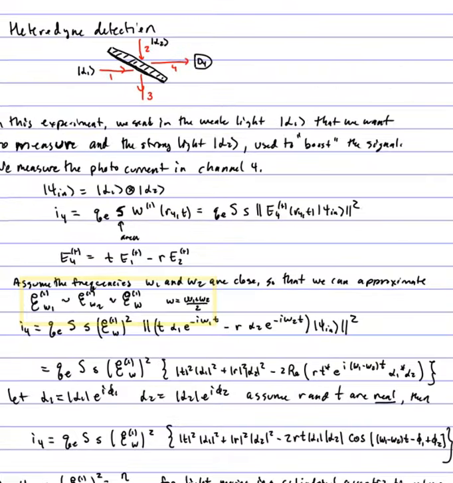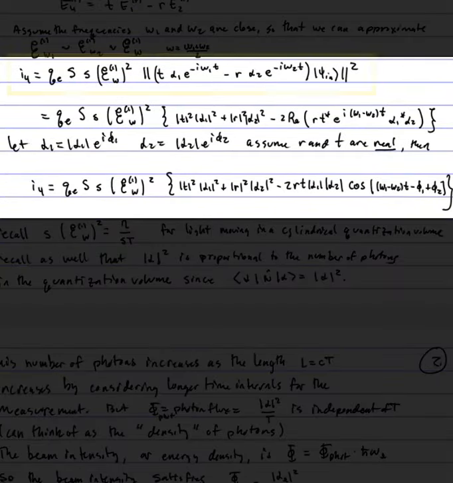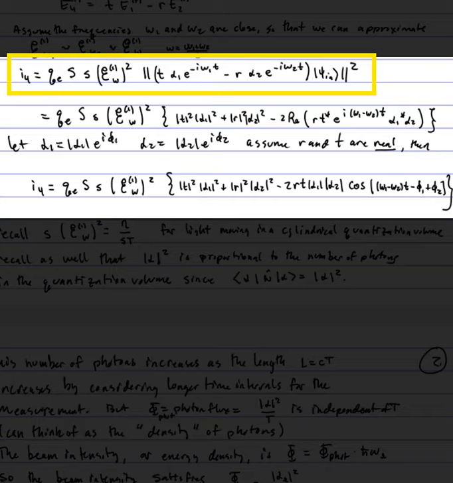And we're going to call that epsilon_1 of omega, where omega is the average frequency between the two light beams. The photocurrent then becomes Q_E times big S, the cross-sectional area, times the sensitivity, times the square of the single photon amplitude, multiplied by the modulus squared of T alpha_1 e^(-i omega_1 t) minus R alpha_2 e^(-i omega_2 t).